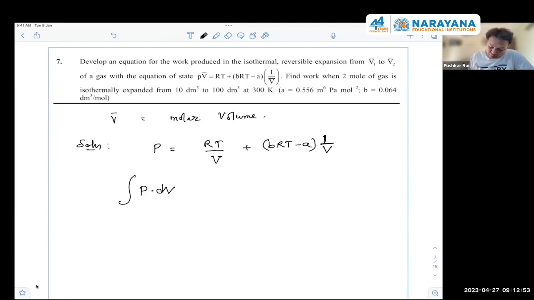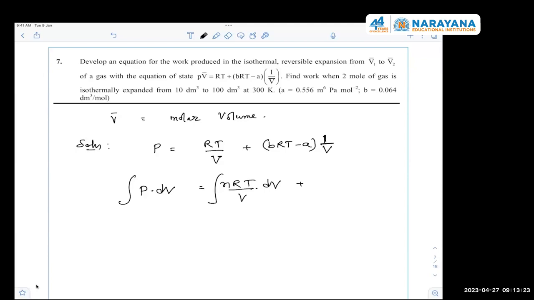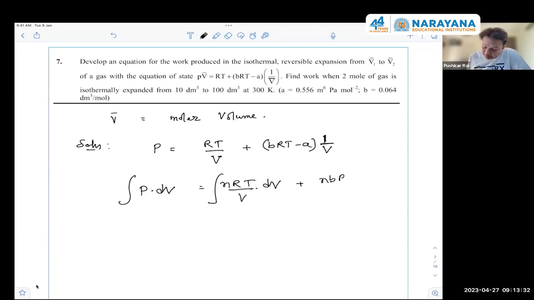So tell me what to do. Should I write here nRT by V into dV? The first term is very neat and clean. And what about the second term, plus? The second term should be what? BRT or NBRT? Tell me. N square BRT. BRT minus A into N. Yeah. NBRT. Do you agree?